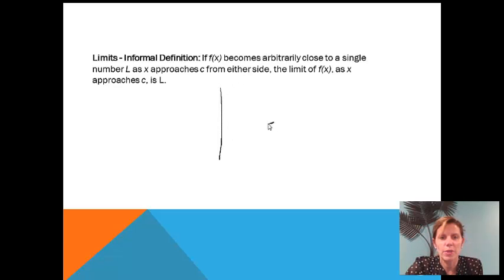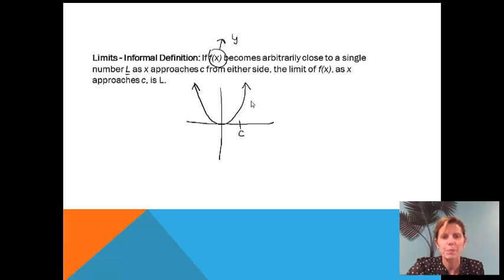Okay, let's say we've got a function. I'm just going to make a function. Let's just do x squared. Now, if f of x becomes arbitrarily close to a single number L, we know that f of x really is just a y value. So it's just saying if our y value comes really close to a certain number, and we're just going to call it alpha right now, as x approaches c from either side. So we need an x value of c. I'm just going to put it right here for right now. It doesn't really matter where we put it.